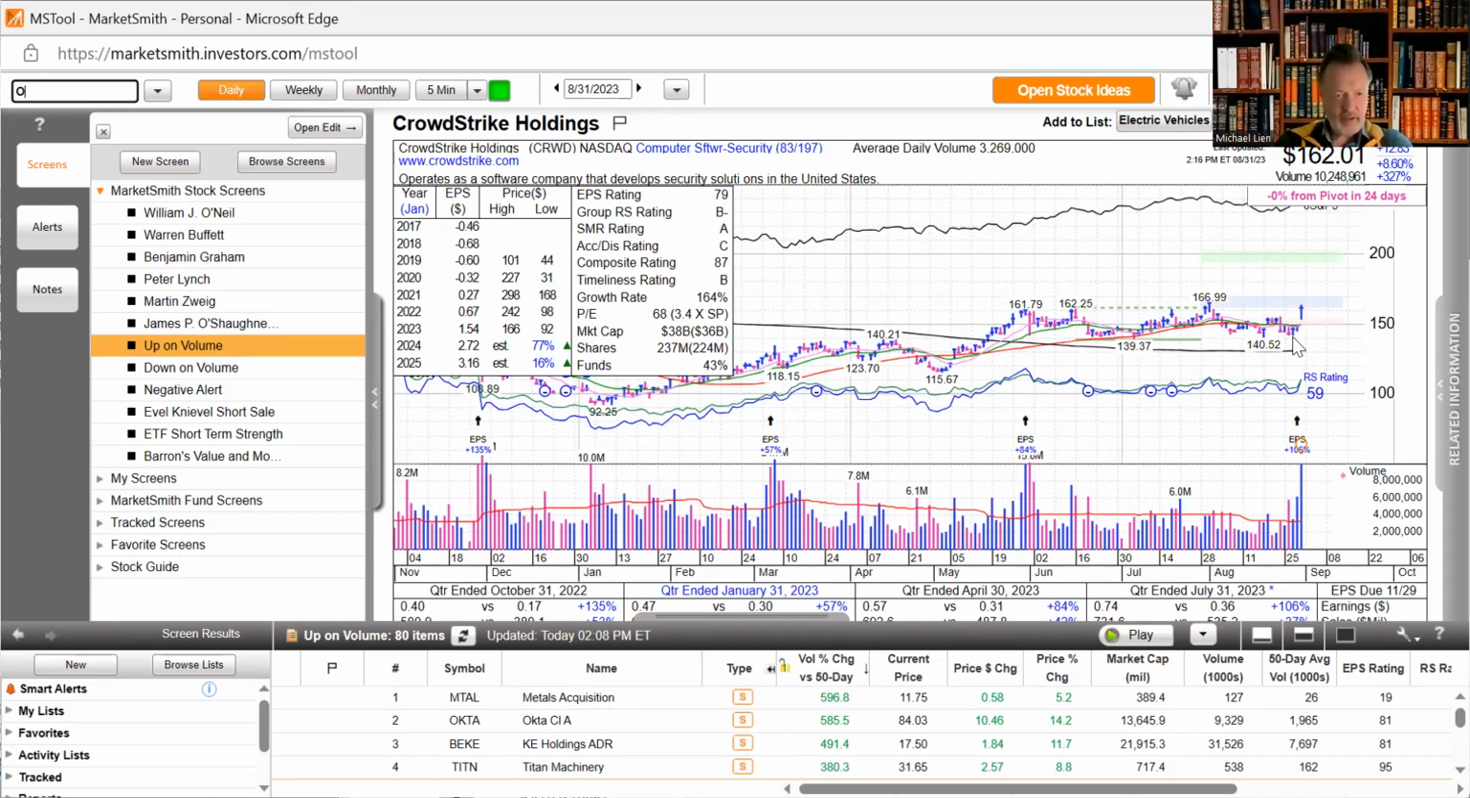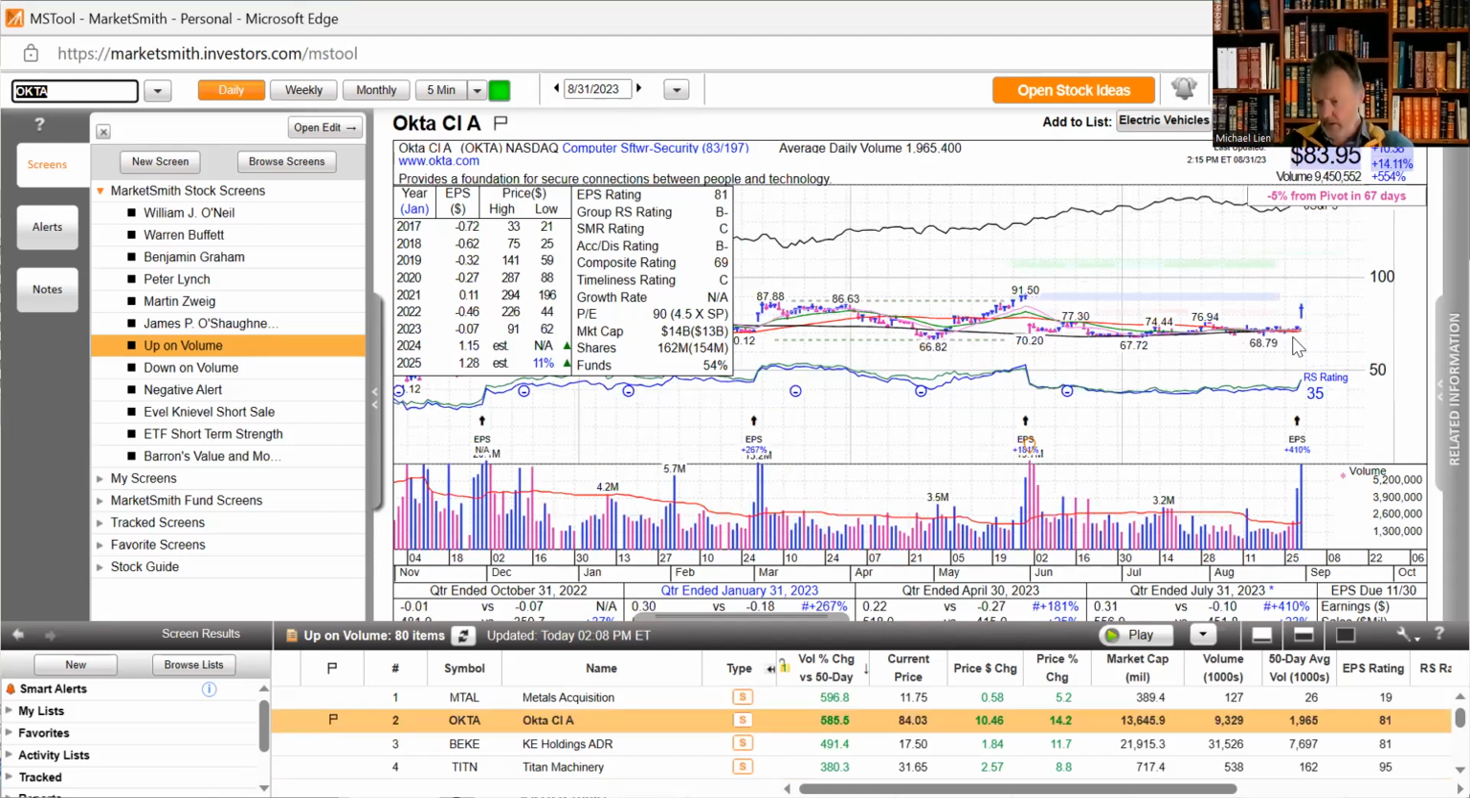Also in the same category, Okta Holdings, a big quarter two EPS, 31 cents versus 22 cents. Earnings came in at 410%, a 43% earnings surprise, and massive volume in both of these companies.